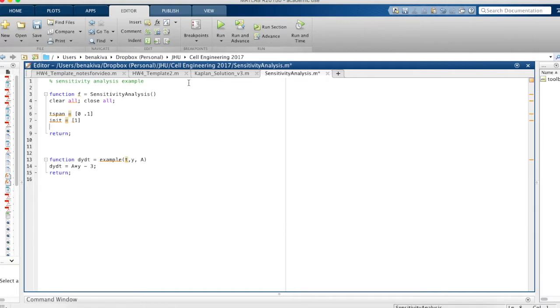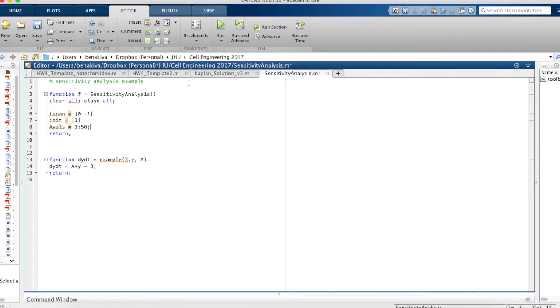And then I'm going to create a vector to store all my y values in. First I should set my a values. So I'm going to test values of a going from 1 to 50.